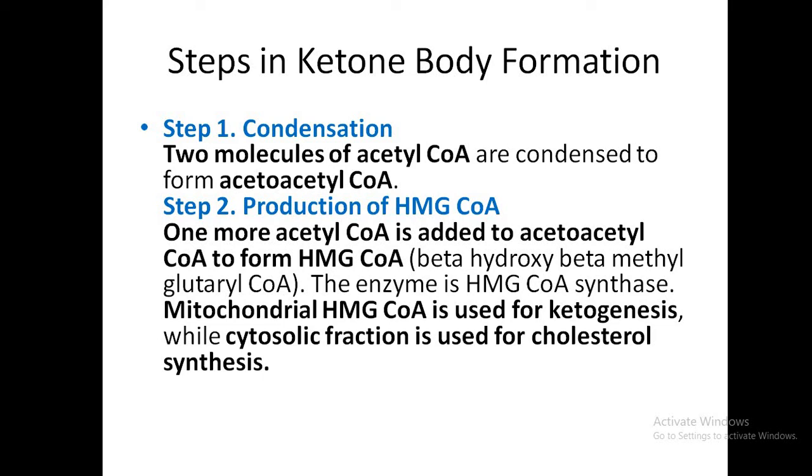The second step is production of HMG-CoA, that is beta hydroxy beta methyl glutaryl coenzyme A. So one more acetyl coenzyme A is added to acetoacetyl coenzyme A to form the HMG-CoA. It's interesting to note that the mitochondrial HMG-CoA is used for ketogenesis, while the cytosolic fraction is used for cholesterol synthesis.